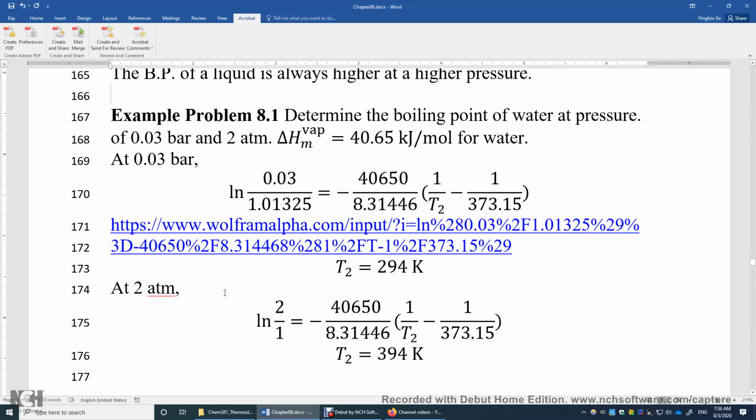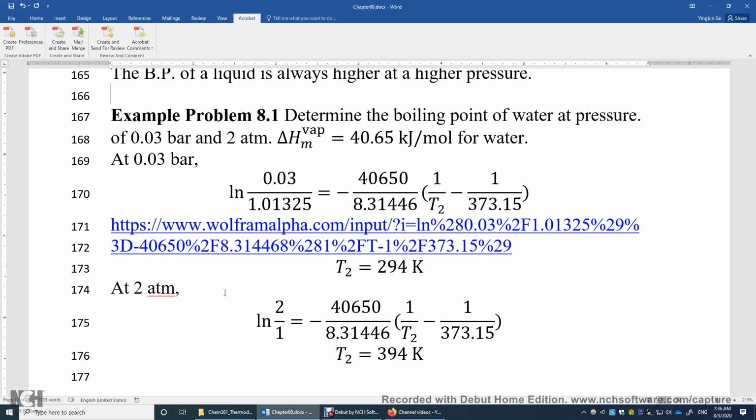Now let's look at one example problem. Let's look at the boiling point of water, given the external pressure being very low or very high. So we're going to calculate the boiling point of water under a 0.03 bar condition or 2 atm condition. What does that mean? That means if the external pressure is 0.03 bars, very low pressure, as long as the water vapor pressure reaches 0.03 bar, it's a boiling point. Water can form bubbles inside the liquid. The bubbles can come out and form vapor. So that's the boiling point.